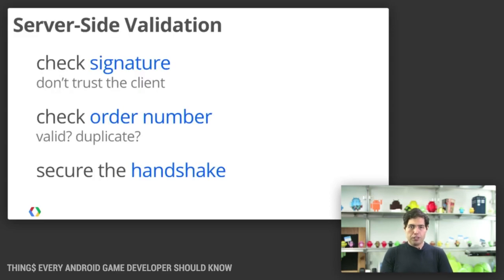On the server side, you should check the signature again, just in case the client has been compromised. A cool thing you can do on the server that you can't do on the client is to check order numbers, because since you're receiving every order from every user, you can check if a given order number is a duplicate of another order number that you actually delivered to someone else. And it's very important that you secure the handshake, because it's not going to do you any good if you have a perfectly good signature verification and order number verification method, and then the handshake is very insecure. So make sure that the handshake is also very secure.